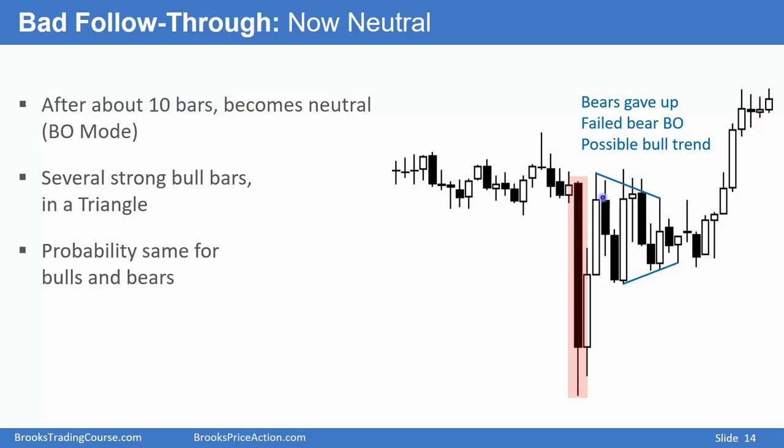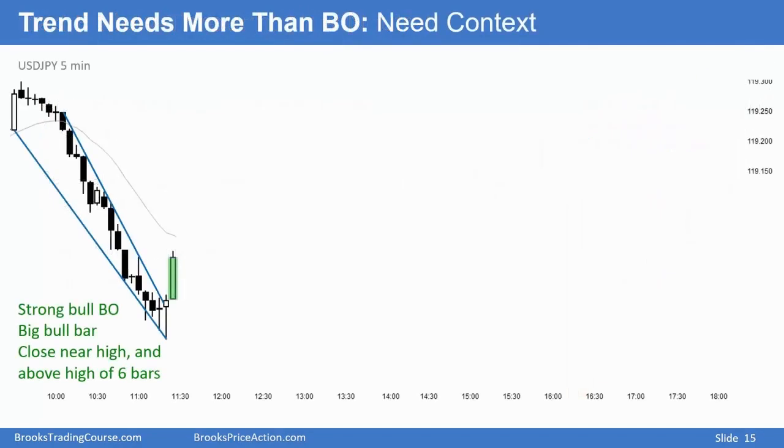Bear breakout, very strong. Bull breakout, equally strong. Market is neutral. And we entered a triangle, and then we got a bull breakout. Possibly the start of a bull trend.